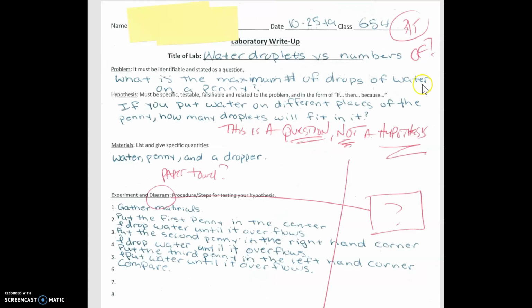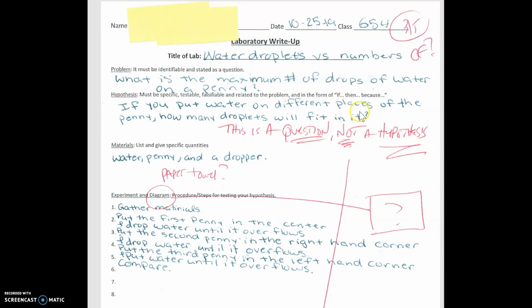Let's take a look at this one. Title of lab, water droplets versus numbers. Just numbers. Let's just say it's water on a penny lab because that's what the PowerPoint says, and that's what we were talking about in class. Here's the hypothesis. If you put water on different places of the penny, how many droplets will fit in it? Makes no sense. If you put water on different places, we don't know what the places are.